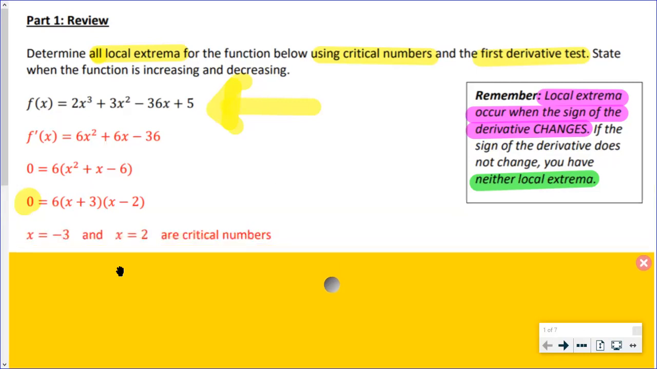So when I set those binomials equal to 0, I can solve for x equals -3 and x equals +2. Now, these are critical numbers. Not only do they represent the x-intercepts of the derivative, but I can use these critical numbers to plug into the original function in order to get critical points. Okay, so the x-intercepts of my derivative can be used to plug into my original function to get critical points.